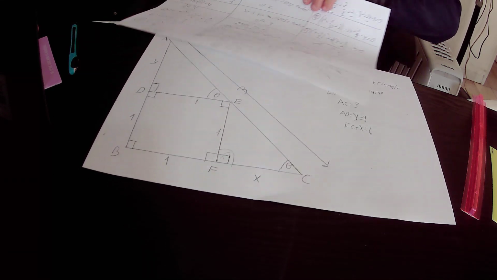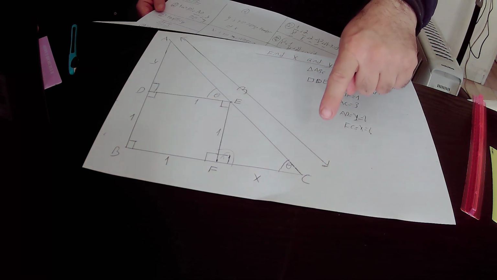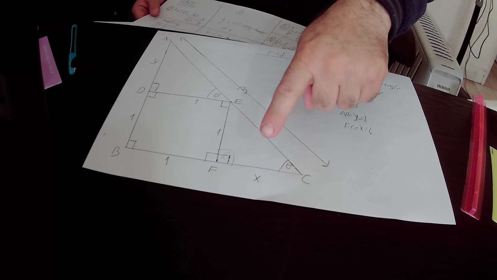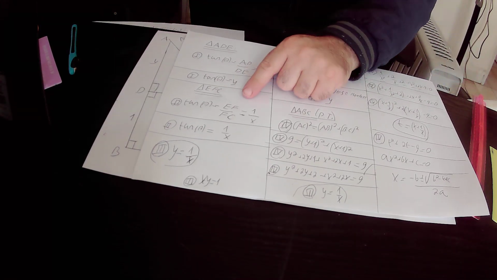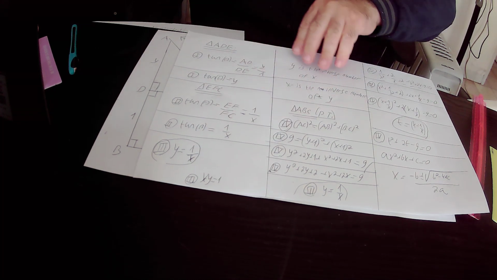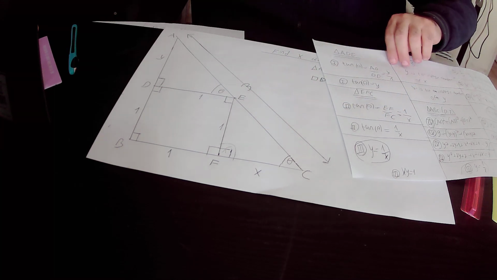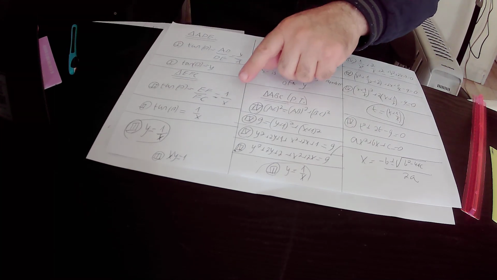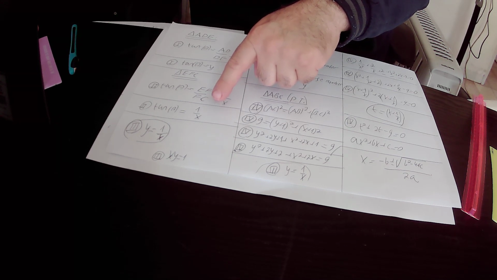Then we focused on the right triangle EFC. In the right triangle EFC, tangent theta equals EF over FC. But EF equals 1, FC equals X according to what is given in the question. So in conclusion, according to equation number 2, tangent theta equals 1 over X.